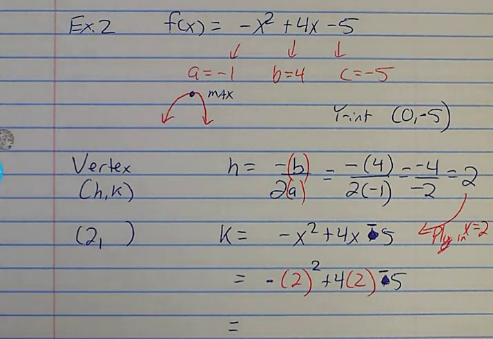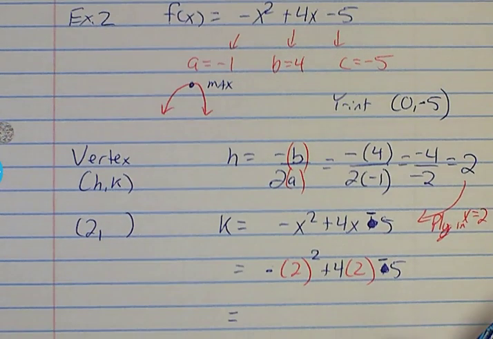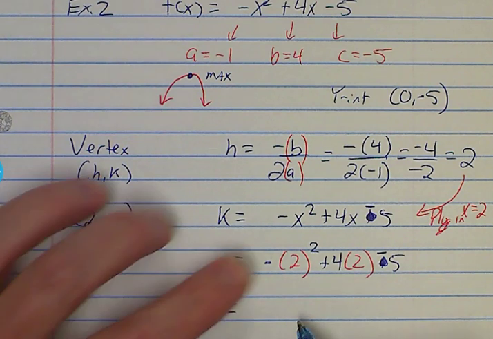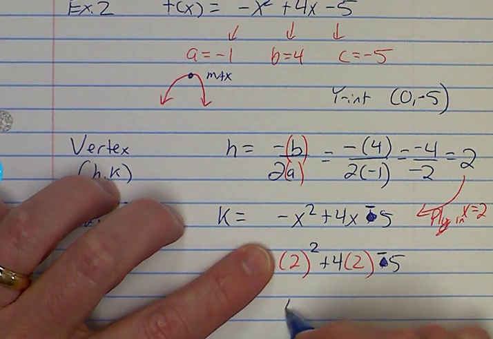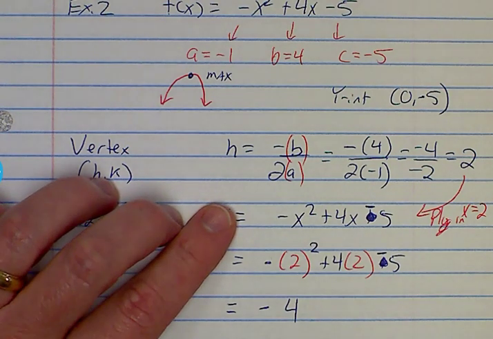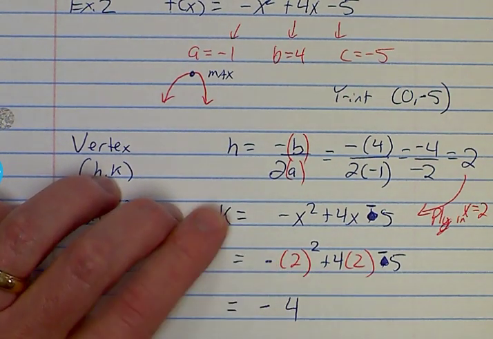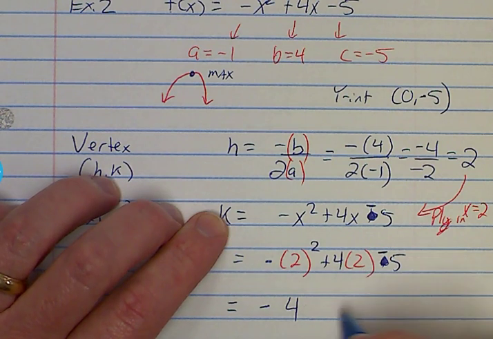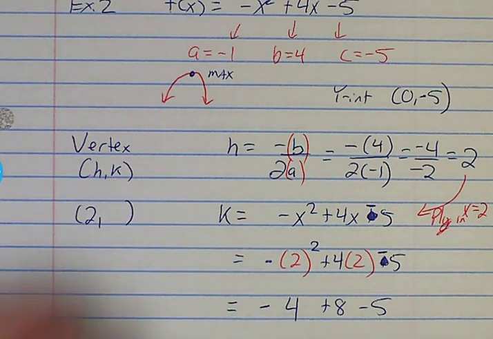Okay. All right. So from here, before you do anything, don't worry about the negative because you have to do the exponents first. So 2 squared is 4. The negative stays in front of that number. So it's not -2 squared. It's 2 squared, and then you put the negative in front. Then we've got the multiplication. 4 times 2 is 8. And then we have the -5 that goes behind it there.